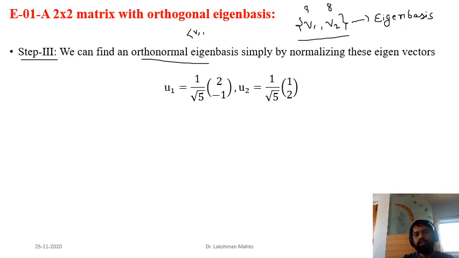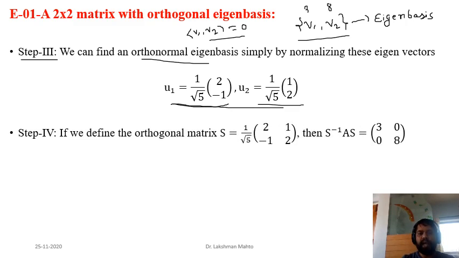Here one benefit we observe is very simple: if you take the dot product of v1 with v2, it is 0. So we don't need to apply Gram-Schmidt directly. We just need to normalize each vector in order to make it a unit vector. In an orthonormal basis, apart from being perpendicular, they must be unit vectors. That's why I'm dividing v1 by the norm of v1. The norm of v1 is root 5. So we get u1, the first orthonormal eigenvector, and u2 is the second orthonormal eigenvector. These two are an orthonormal eigenbasis.